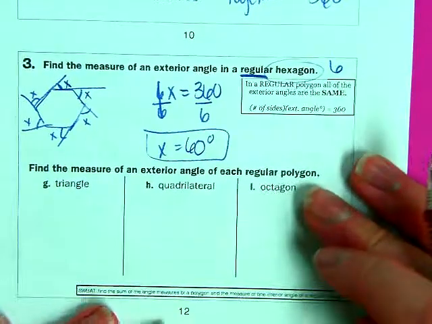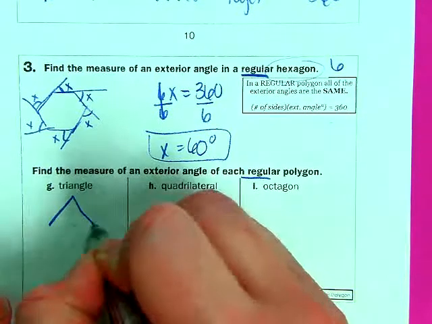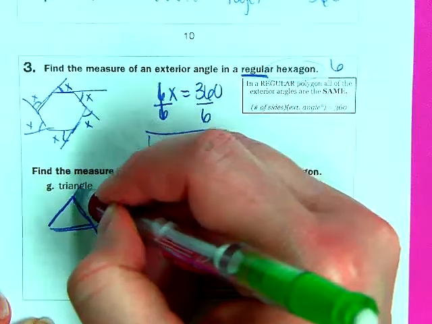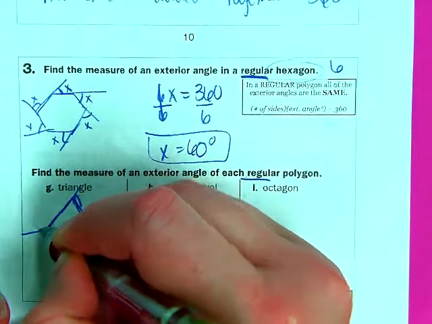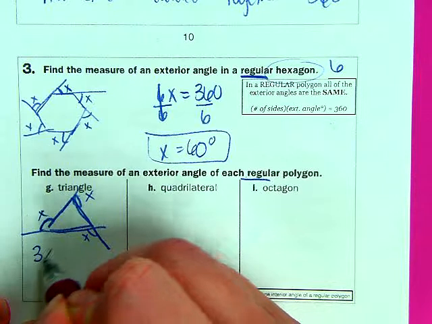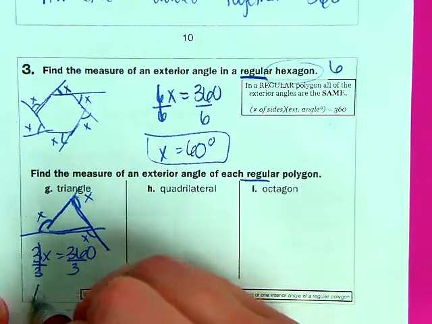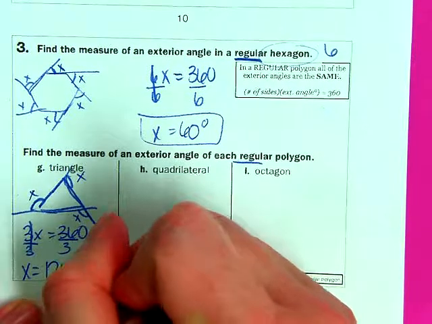So now to do that with a triangle, again, these are regular, so it would be a perfect triangle. We have one there, one there. Here's an angle. Here's an angle. And extend this side. Here's an angle. 3 angles. So 3 x's has to equal 360 degrees. Divide both sides by 3. We get that x, or one angle, is equal to 120 degrees.